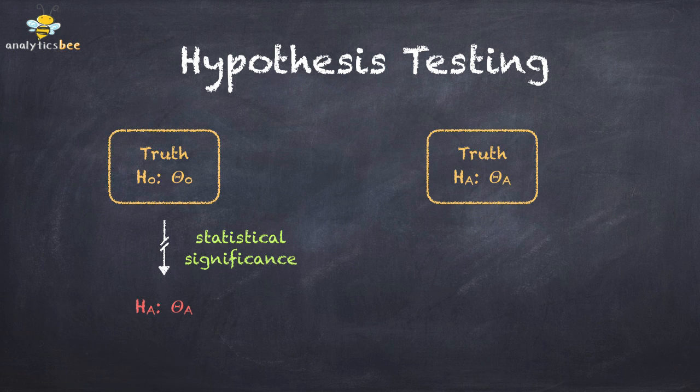Under the scenario that the alternative hypothesis is true, we can reduce the probability of failing to reject the null hypothesis by requiring a certain level of statistical power. This effectively reduces the false negative rate.